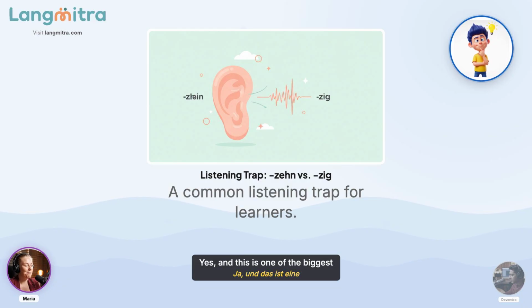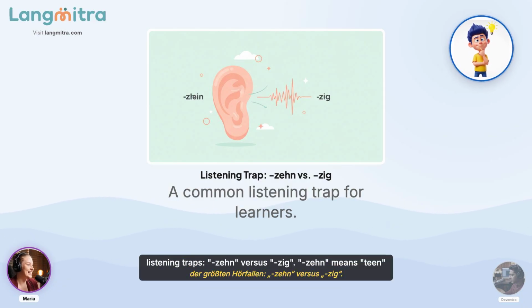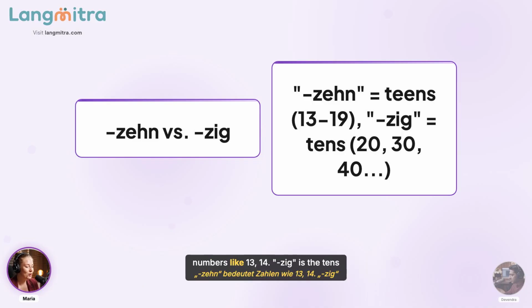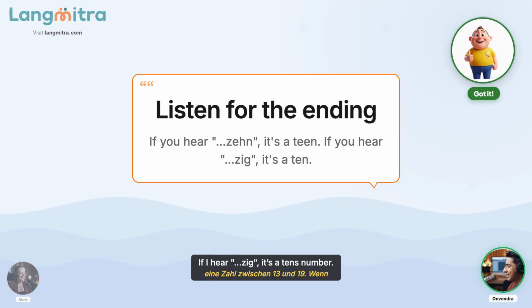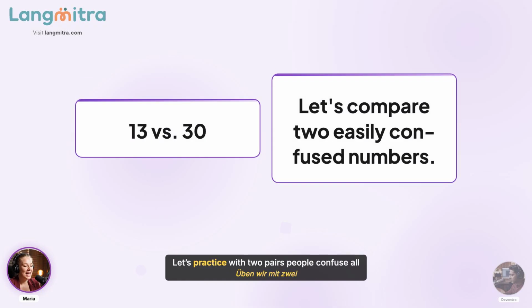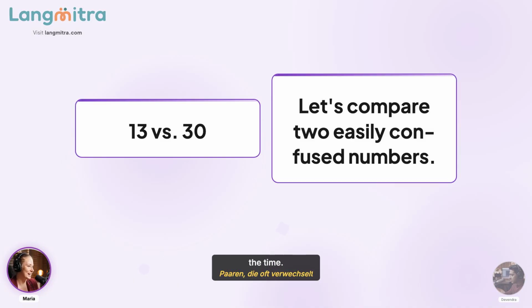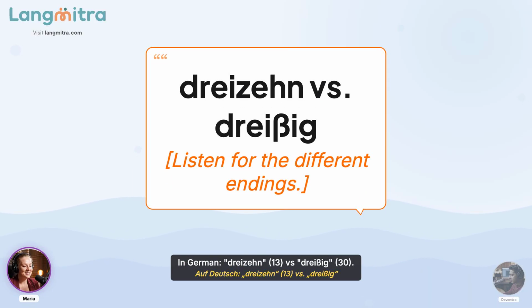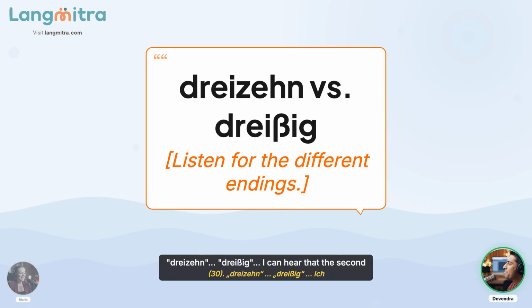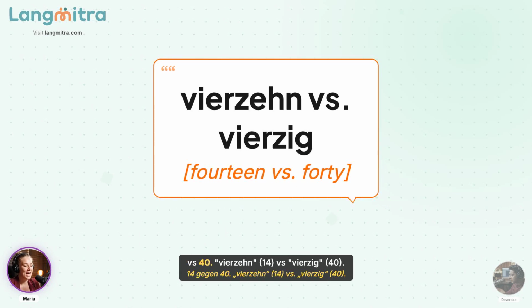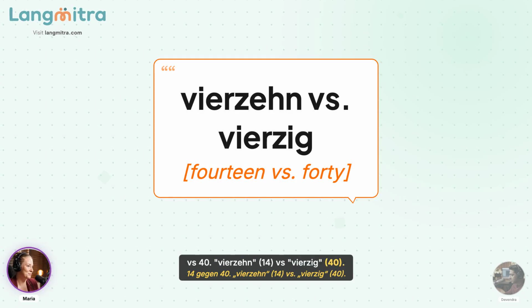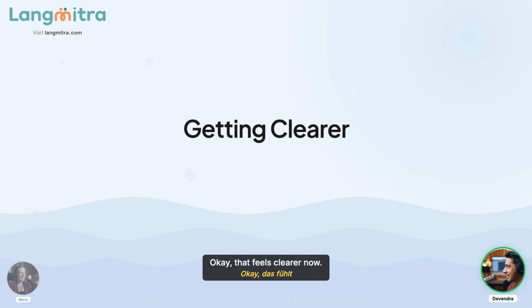It's roughly "dry-sig." So 30 is dreißig and 13 is different. Yes, and this is one of the biggest listening traps. Zehn versus zig. Zehn means teen numbers like 13, 14. Zig is the tens like 30, 40, 50. So if I hear zehn, it's a teen. If I hear zig, it's a tens number. Exactly. Let's practice with two pairs people confuse all the time. First pair, 13 versus 30. In German, dreizehn versus dreißig. I can hear that the second ends like zig. Great. Second pair, 14 versus 40. Vierzehn versus vierzig. Okay, that feels clearer now.